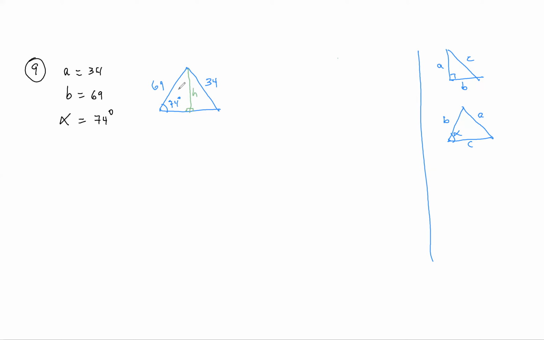Okay. And we say sine of 74 degrees is equal to the opposite, that's h, over the hypotenuse, which is 69. So 69 times sine of 74 degrees equals h. My calculator says that h is equal to 66.33.